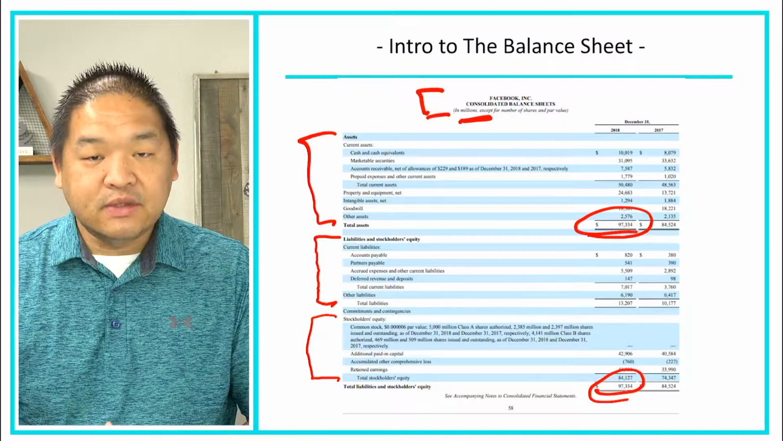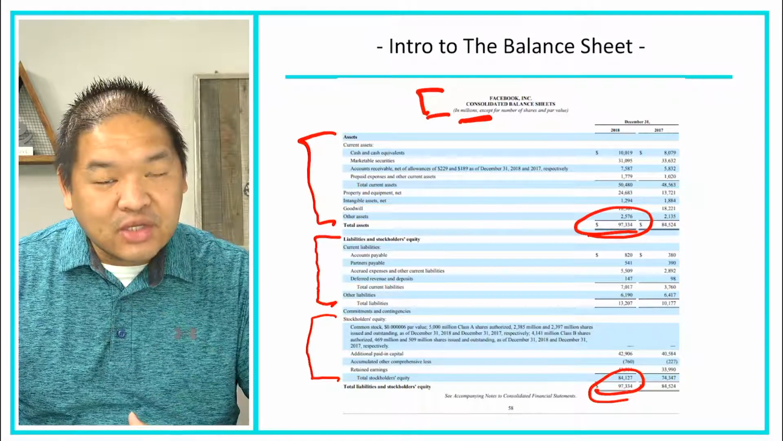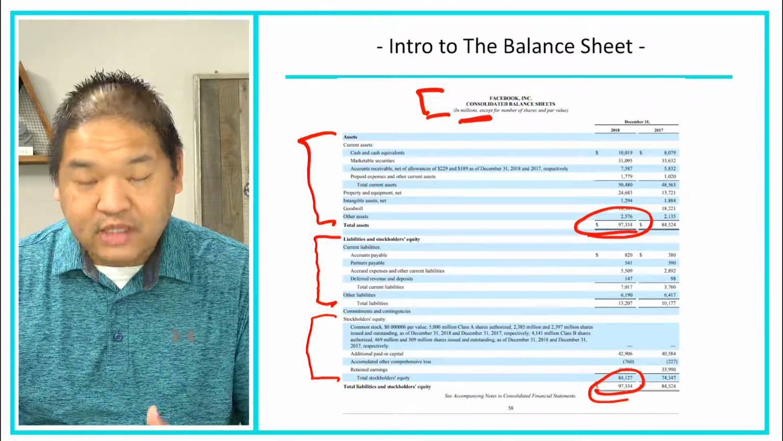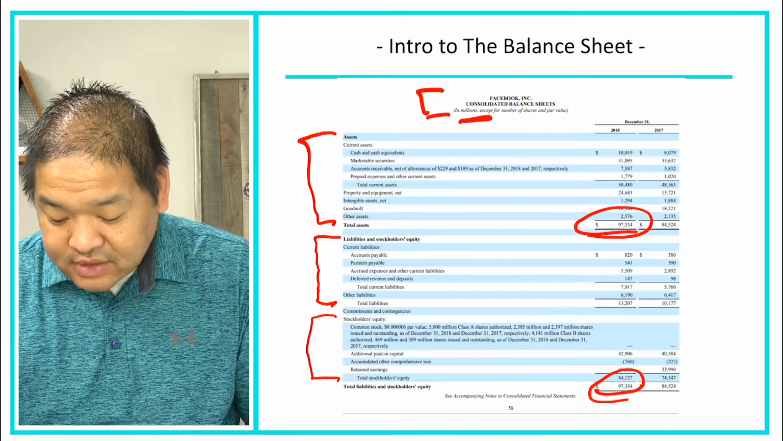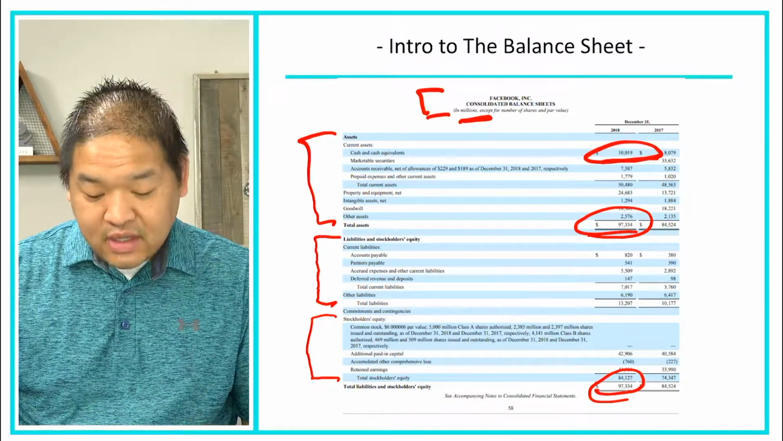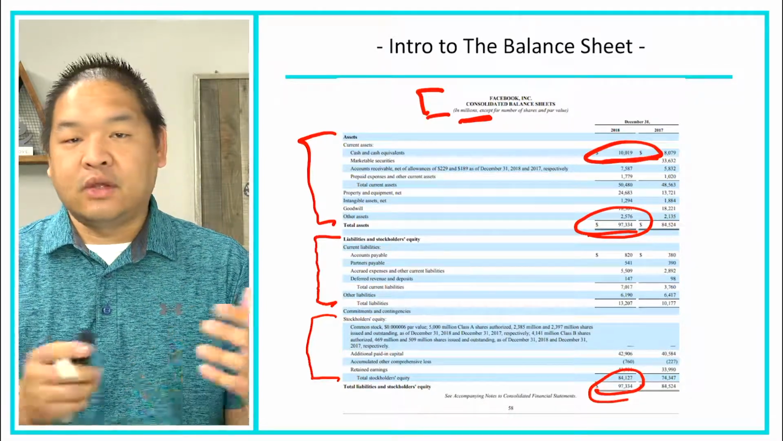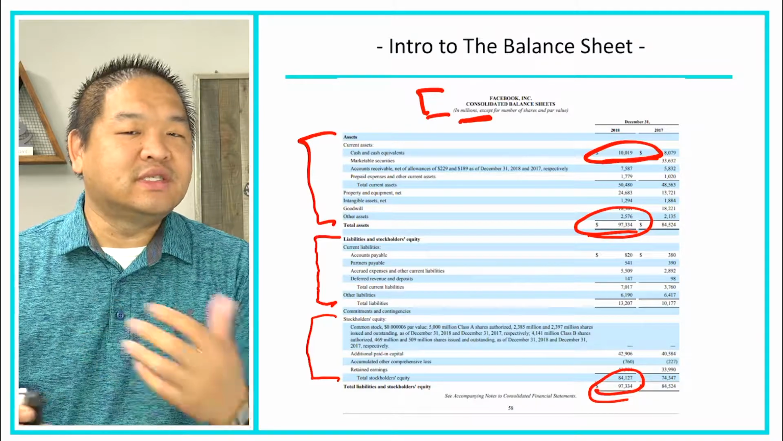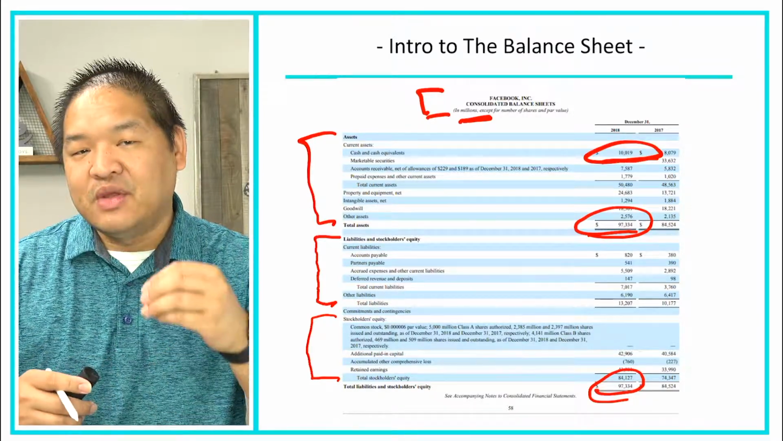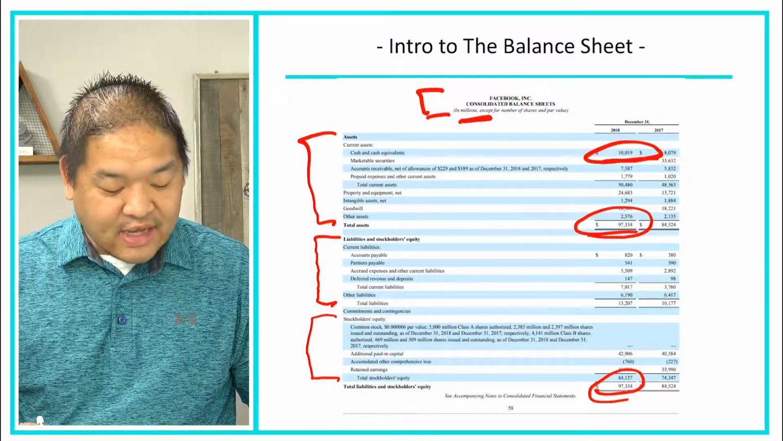Remember, we always order these sections from most liquid to least liquid. So cash is most liquid, and therefore it goes first. That's why we see it first here. We see that as $10 billion in cash and cash equivalents. And then we go from there to marketable securities. Marketable securities are like cash, but we have to actually sell them first before we actually get the cash. So they're not necessarily cash, but they're very close to it. That's why they are right behind cash.